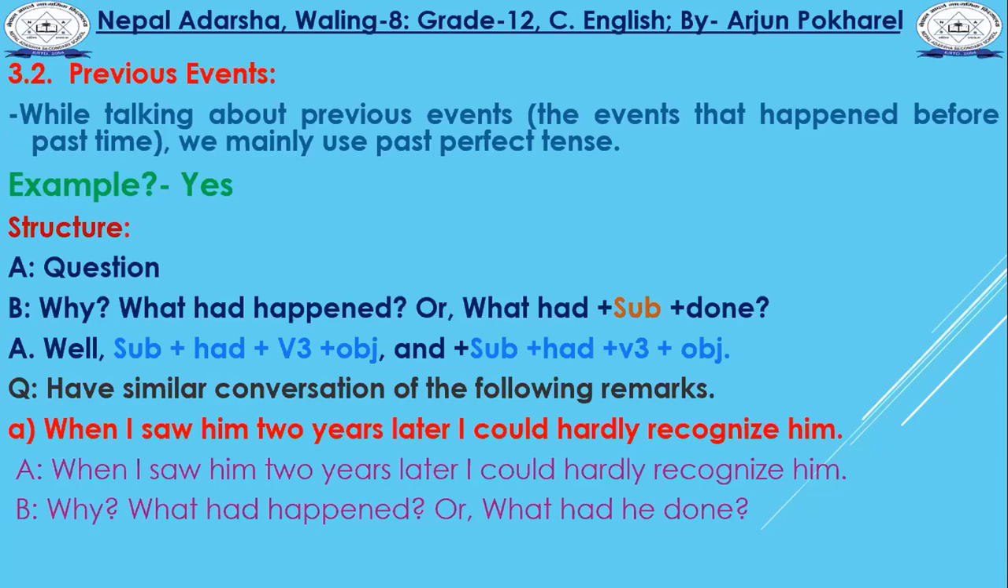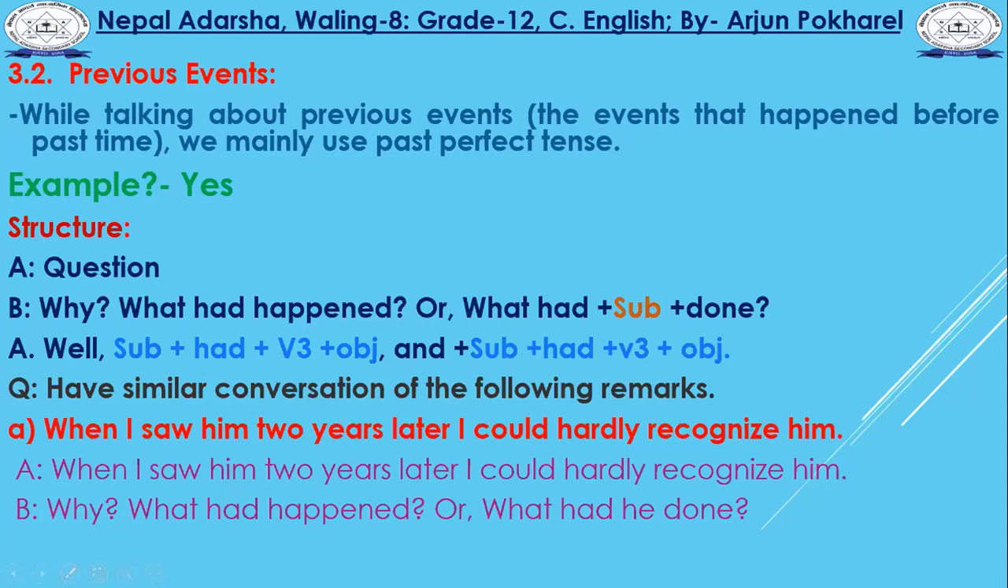Very short. When we make a conversation, we might use short sentences. Only why. Why there means why didn't you recognize him? The meaning is this. Why? What happened? What had happened? What changes had he made? What happened? Or you can say what had he done, because the structure is what plus had plus subject plus done.